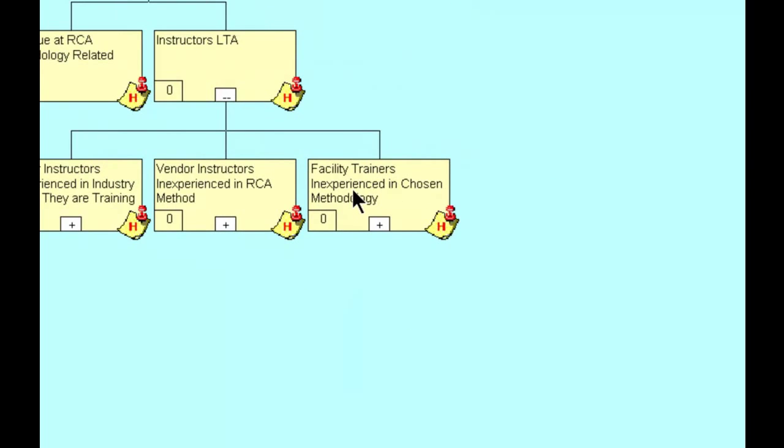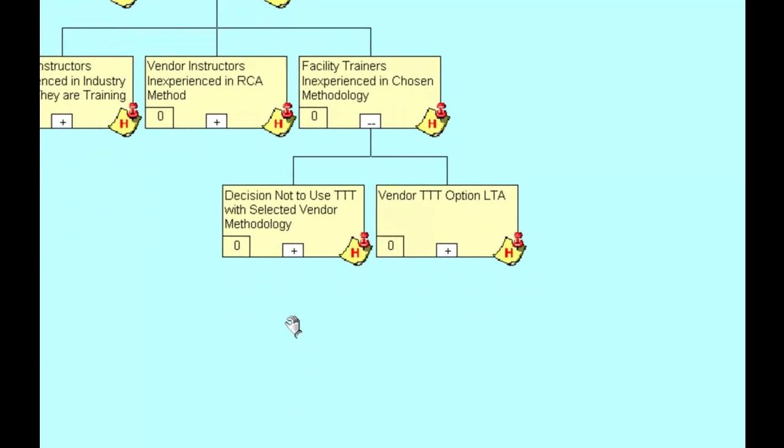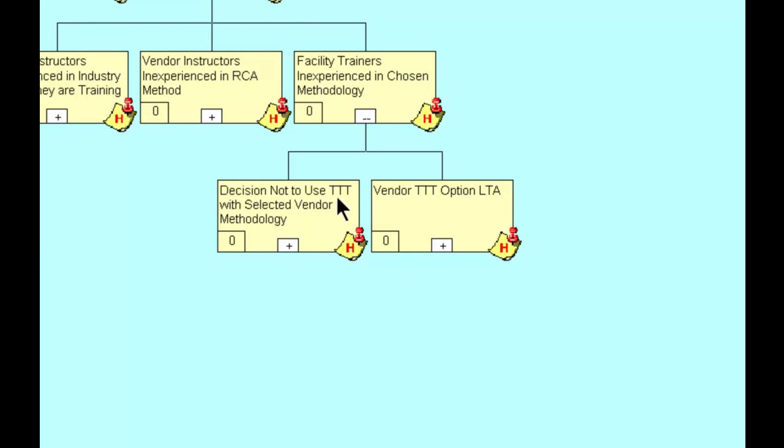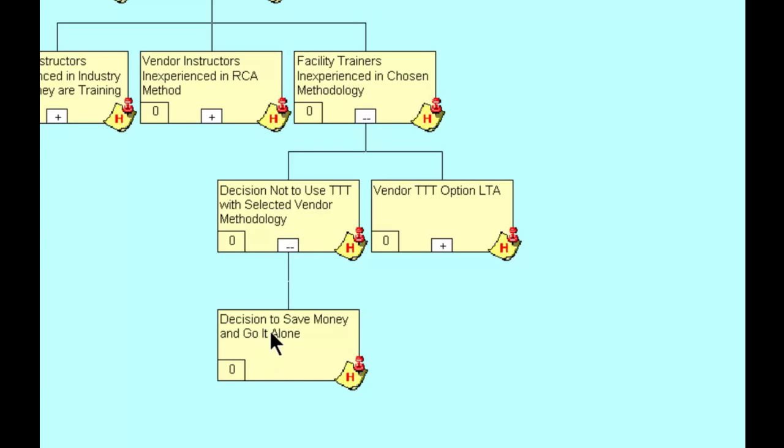Facility trainers inexperienced in the chosen methodology. So perhaps we're using people in-house that are inexperienced with the methodology that they're teaching. Why would that happen? There was a decision not to use a train-the-trainer type of program with the selected vendor. Well, why wouldn't we go with the vendor's train-the-trainer program? There was a decision to save money and try to go it alone.